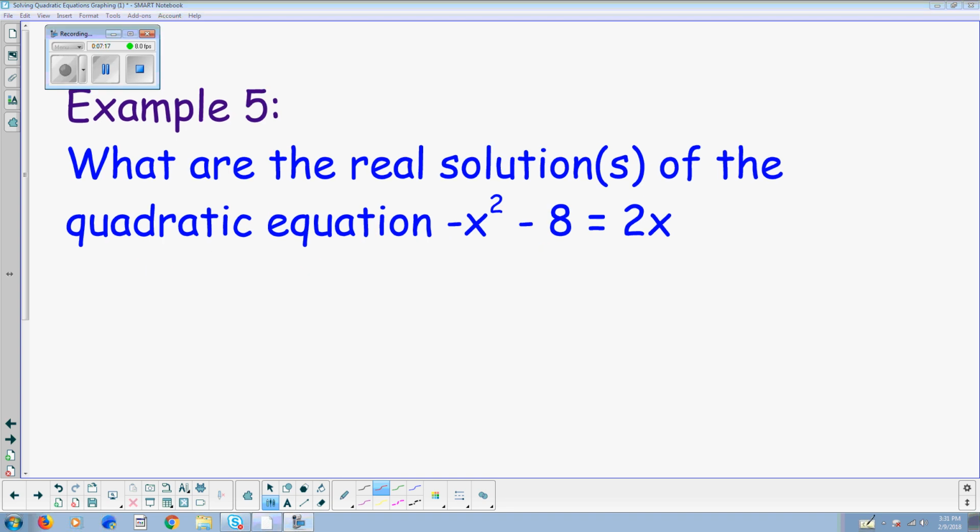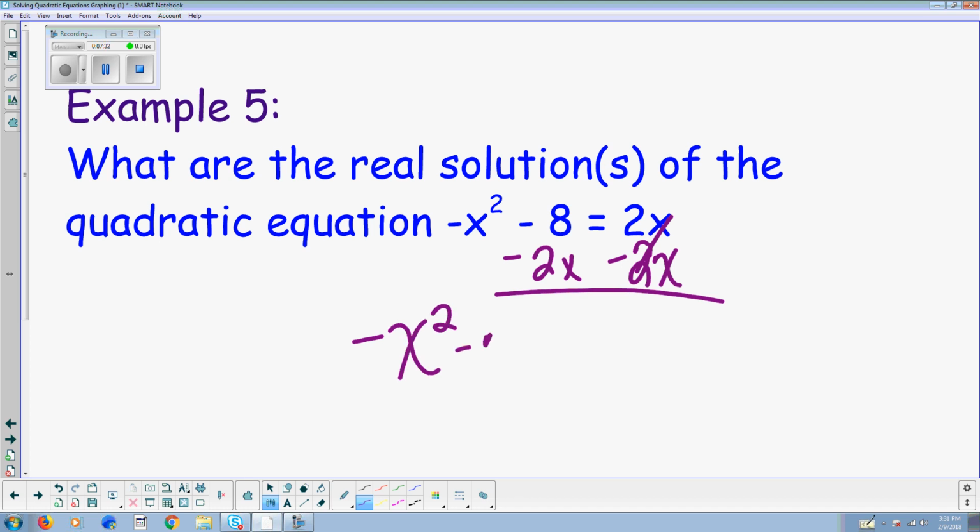Example 5 is really similar to example 4, but again we see that we need to set the problem equal to 0 in order to graph it. So we're going to subtract 2x from both sides again. So rewriting this one, it would be negative x squared minus 2x minus 8 equals 0.